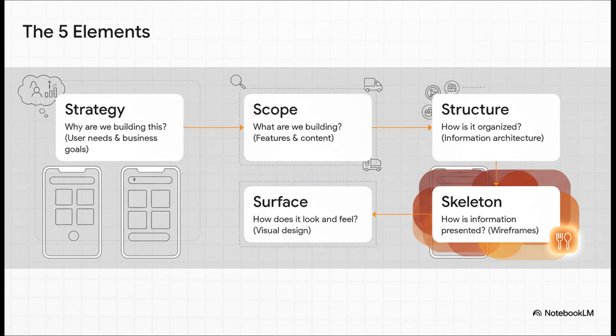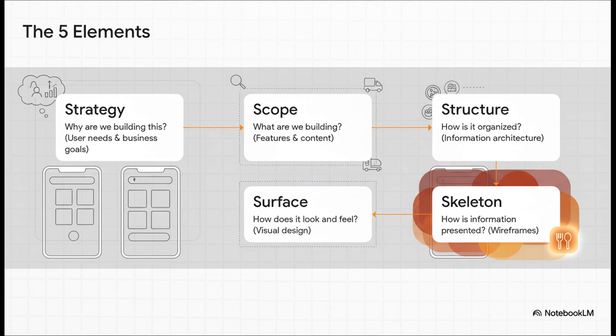Okay, bottom layer, strategy. We have to ask, why are we even building this thing? Well, the answer is to help hungry users get food easily and to help the business make money. Simple. Now, based on that strategy, we move up to scope. What are we going to build? We decide on features like a search bar, filters for cuisine, maybe some order tracking. Got it? Okay, next layer up is structure. How is all that stuff organized? We decide to group restaurants by category, like Italian, Mexican, etc.